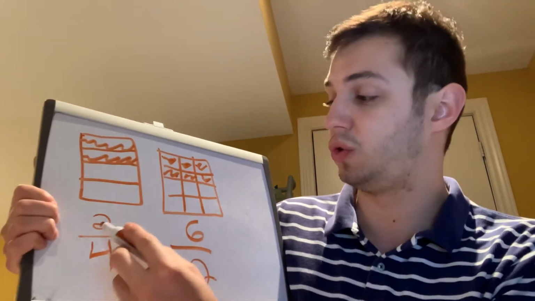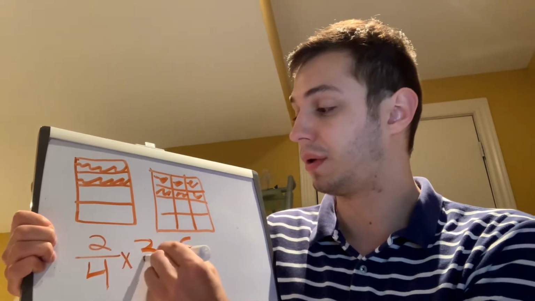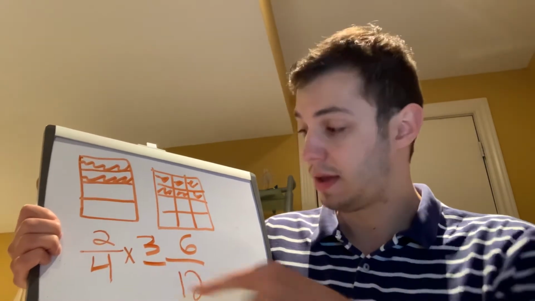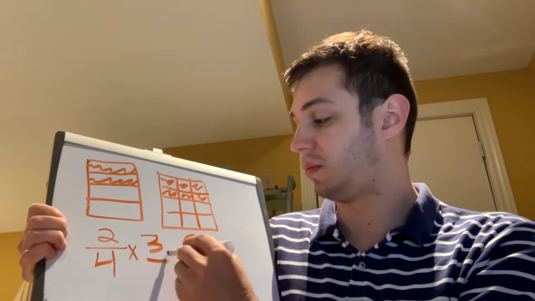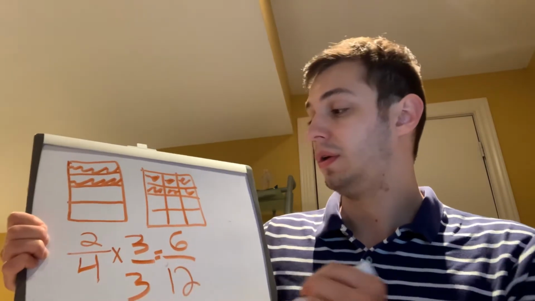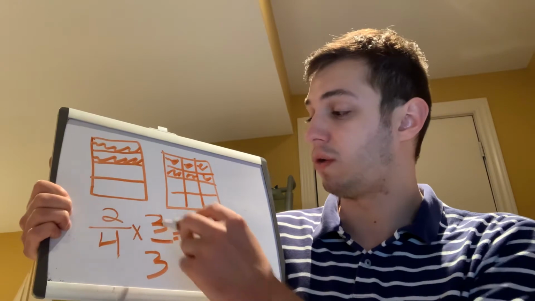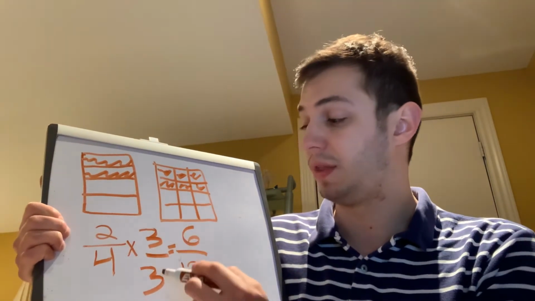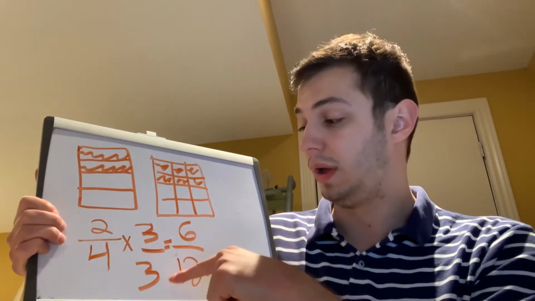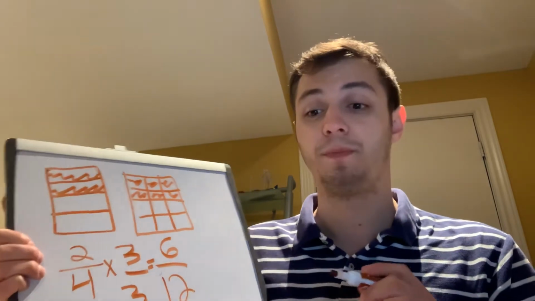Right? So 2 multiplied by what number will give us 6? It'll be 3. And then 4 multiplied by what number will give us 12? It'll also be 3. So that's how we can tell that these fractions are equal, right? 3 over 3 will equal 1 whole. So if the top number and the bottom number are multiplied by the same number, that means both of these fractions will be equal.